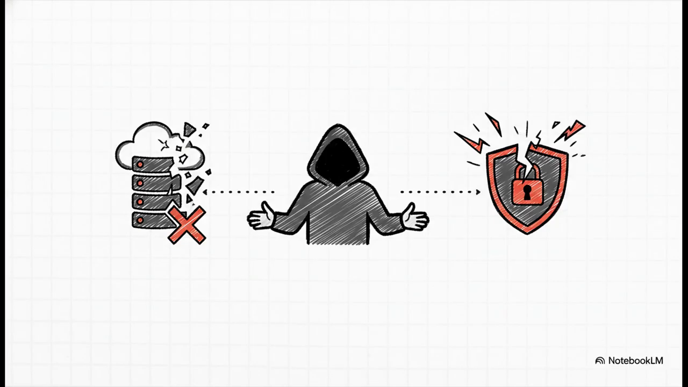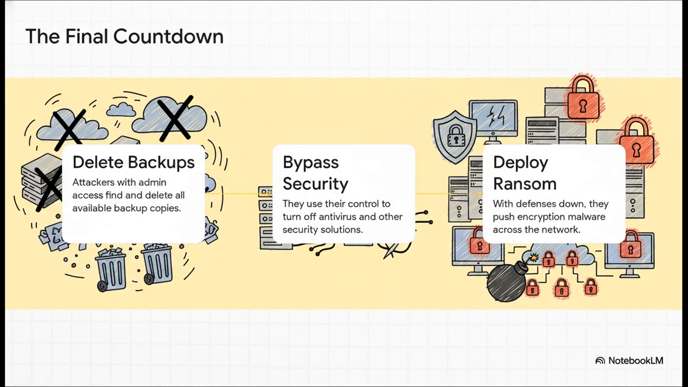But even at this stage, they're super methodical. They know that a company's last two lines of defense are its data backups and its security software. So before they pull the trigger on the encryption, they make it their mission to neutralize both. This happens in a very precise final sequence.